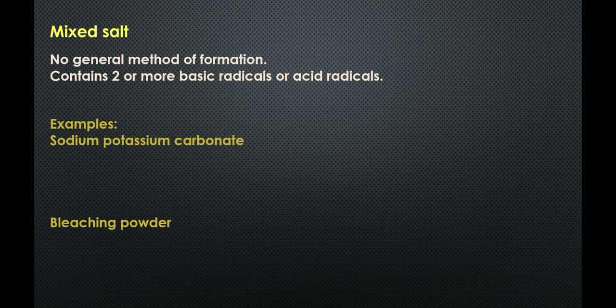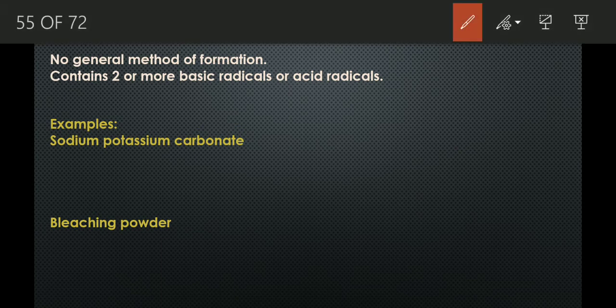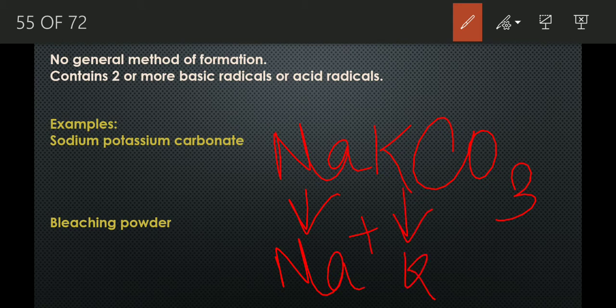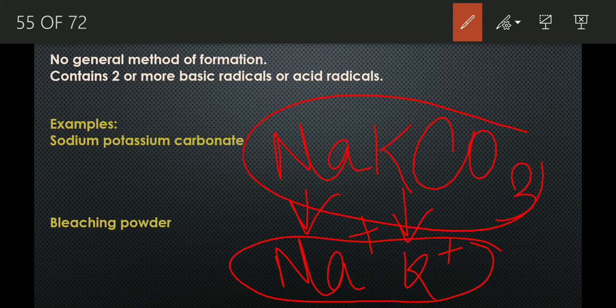Next is mixed salt. There is no general method of formation of mixed salt, but this type of salt contains two or more basic radicals or acid radicals, either basic radicals or acid radicals. See, first example is sodium potassium carbonate. Very easy, sodium potassium carbonate. Clear? Now see, this is a mixed salt which consists of two cations, Na+ and K+. So two positive ions are present, or two positive radicals, that means basic radicals, are present.